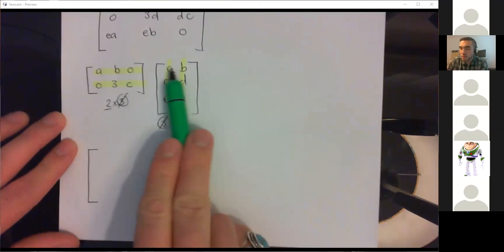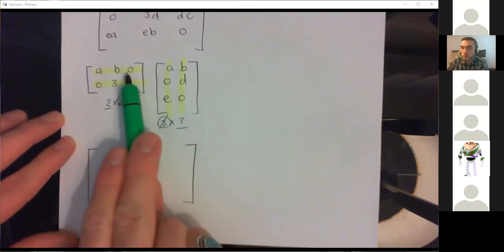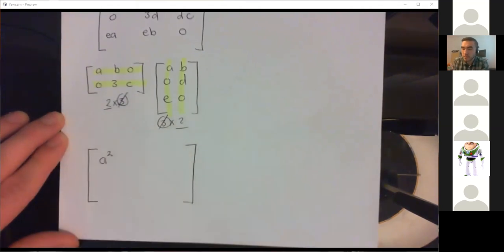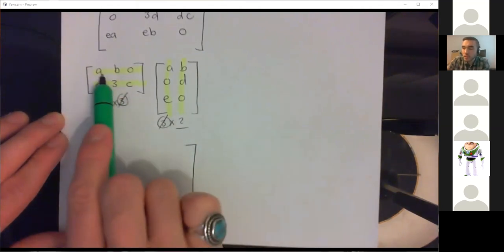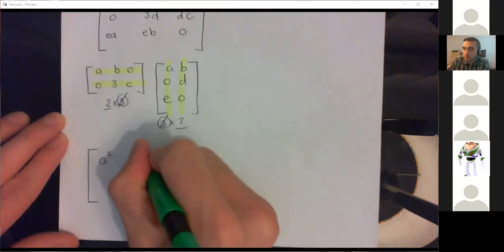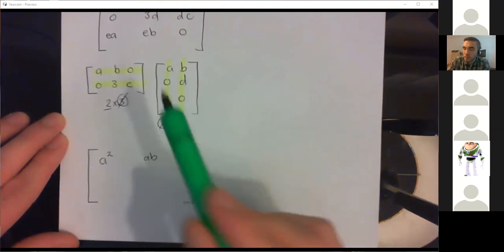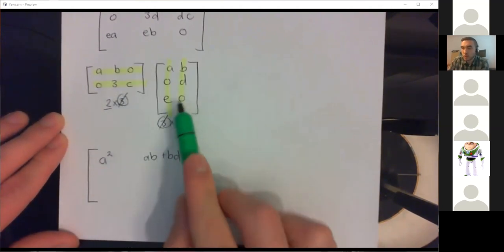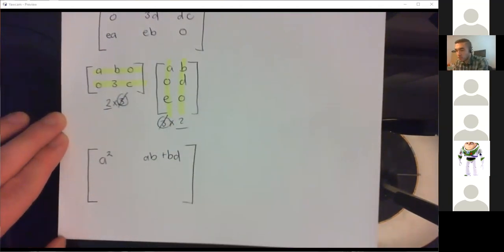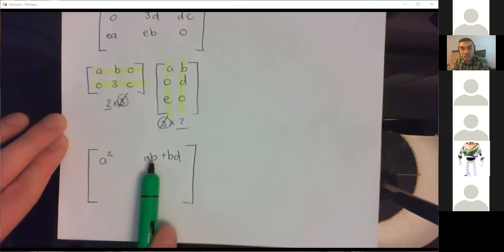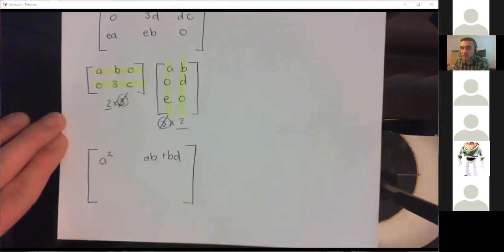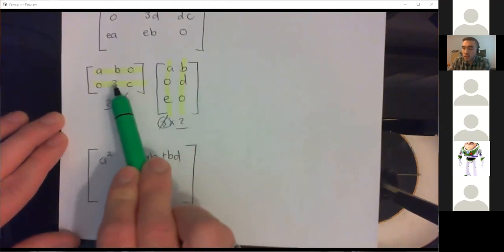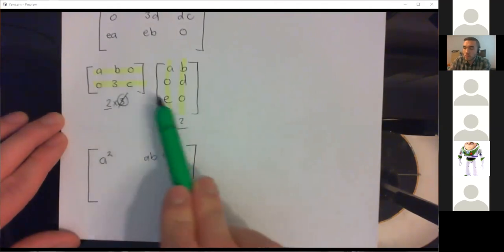So we'll go ahead and get into the production of this answer. It'll be A times A plus B times 0 plus 0 times E. This first entry is just going to be A squared. And then the second entry is going to be A times B plus B times D plus 0 times 0, which is just 0. And again, if you were feeling fancy, you could factor out the B and say that this is B times (A plus D), but that's overkill. And now for the bottom row, it's going to be 0 times A, which is 0, plus 3 times 0, which is 0, plus CE.